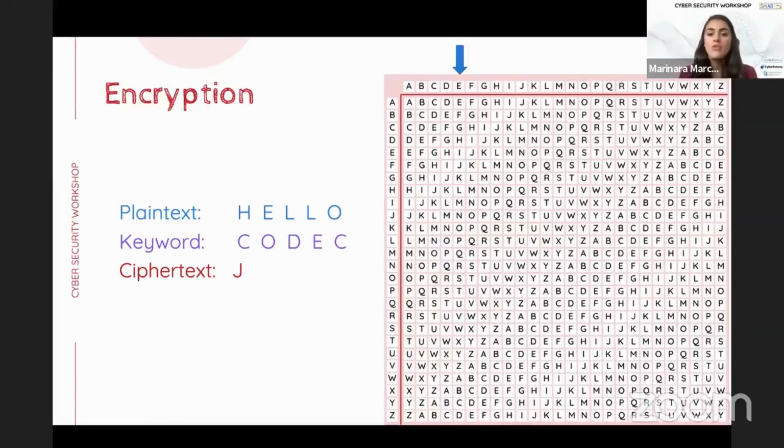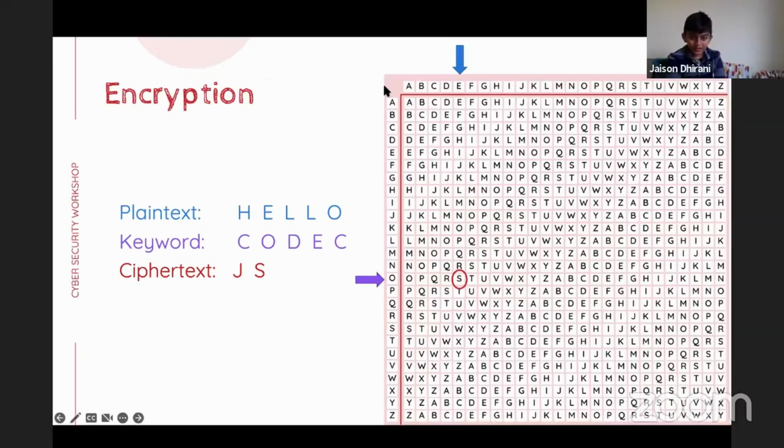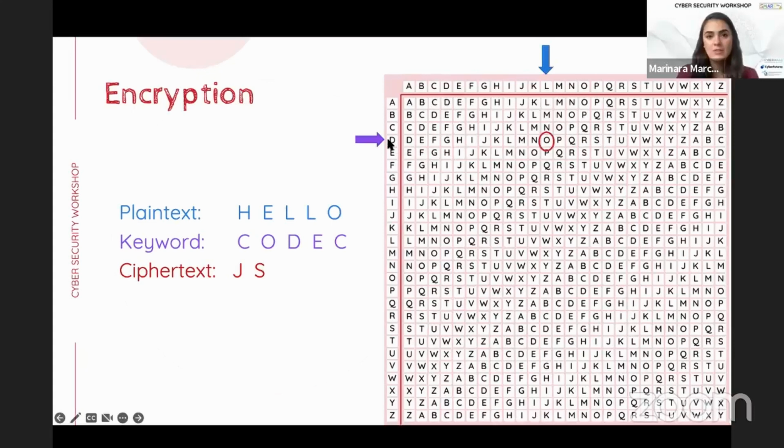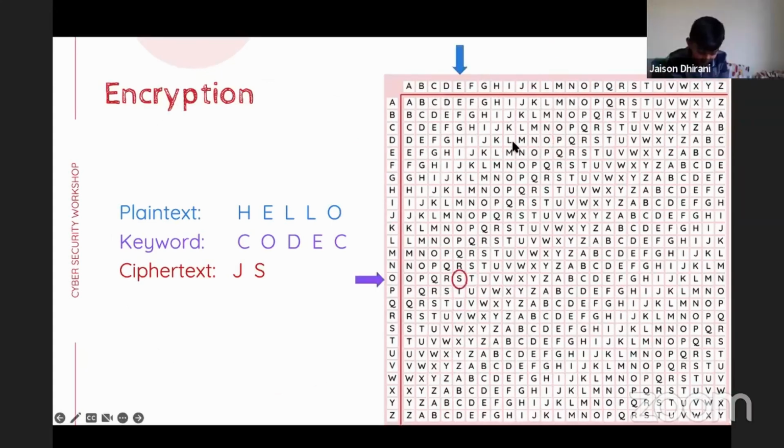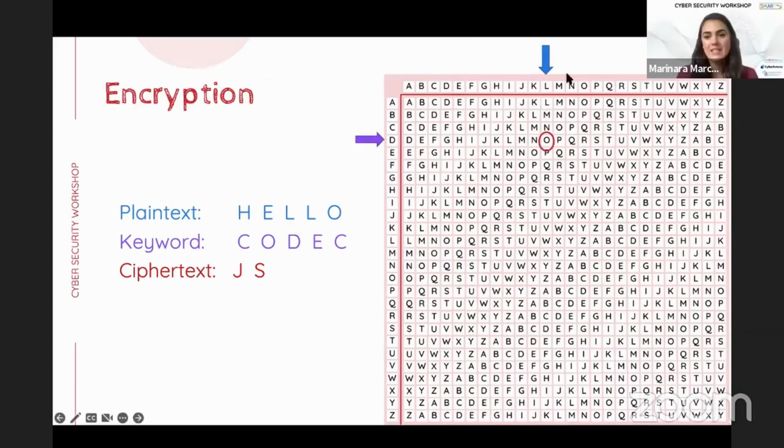Next, if we were to do it for E, we'd find E in the top column, then find O as the keyword, and at the intersection we have S. Does anybody want to try L? Can I have a volunteer? Jason, do you want to go for it? L, you go down to D, and then there's an intersection at O. Yes, excellent. L, you go down to D, and the intersection is O.